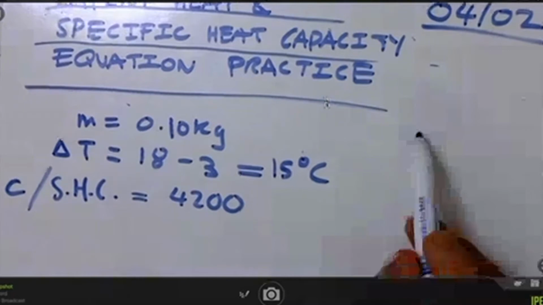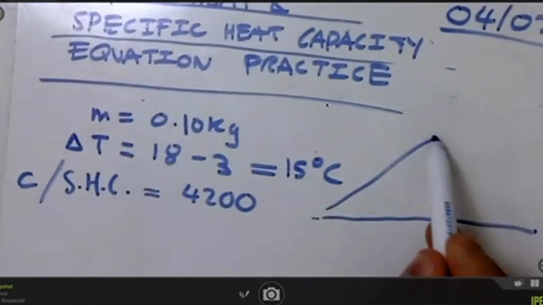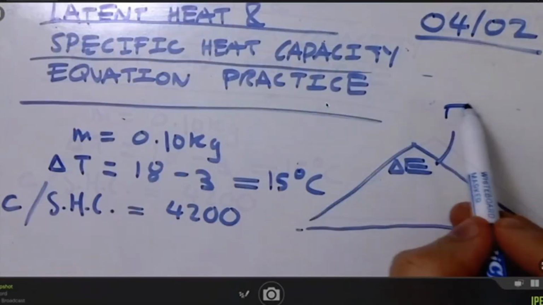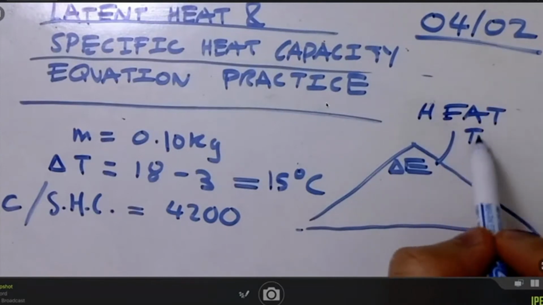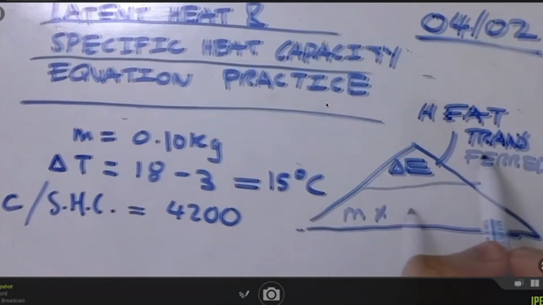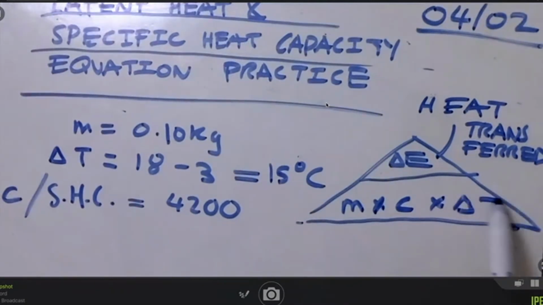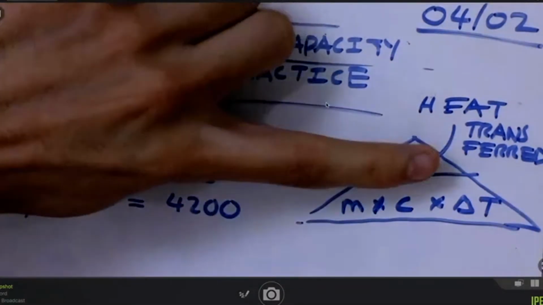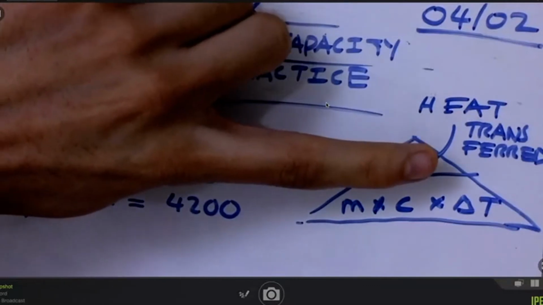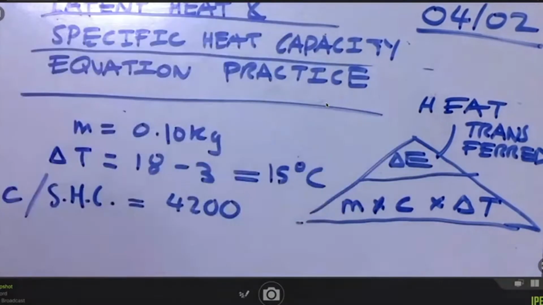For those of you, I'm going to be doing this question with a triangle. So E is heat transferred or energy transferred, and the C is specific heat capacity, and I'm using delta T as my change in temperature. The question's asking us for heat transferred. So again, I cover up my E like this. Okay, so I'm left with M times C times delta T.